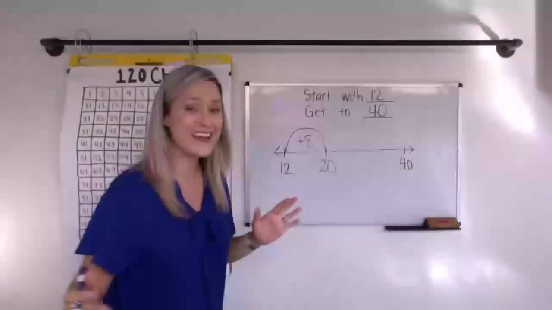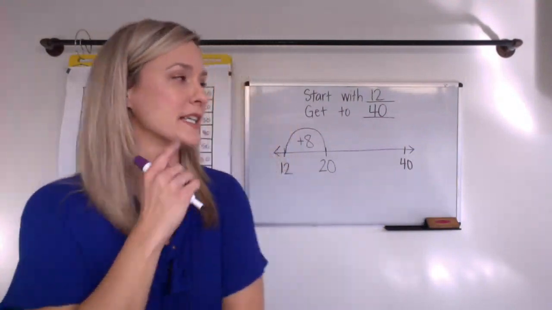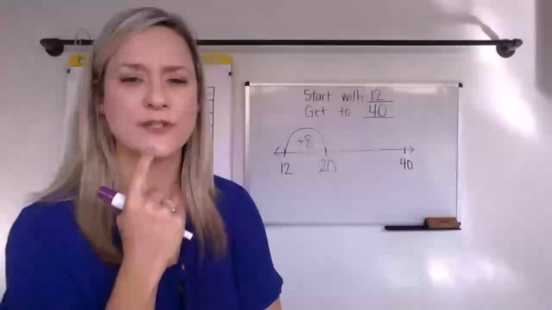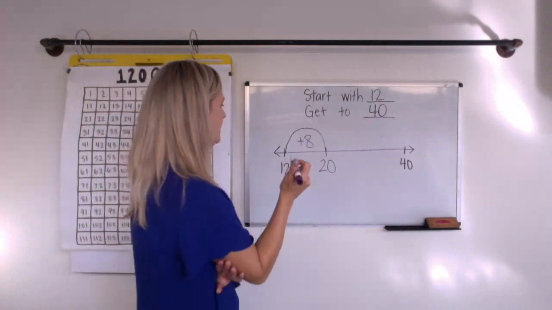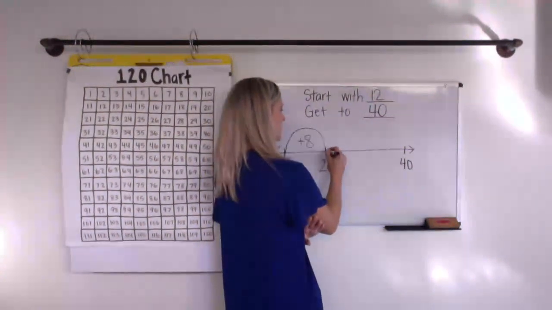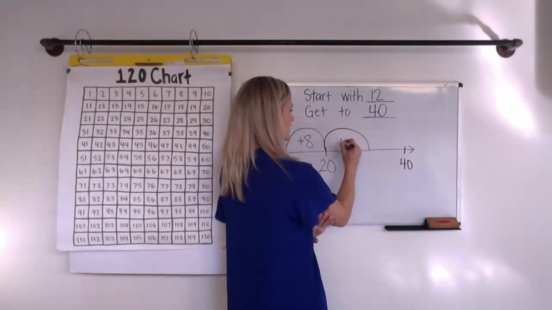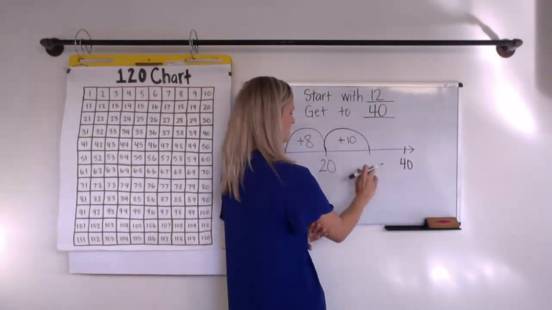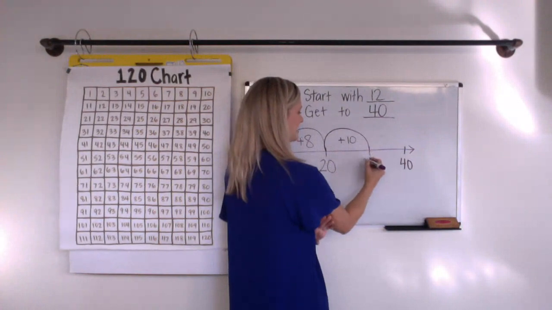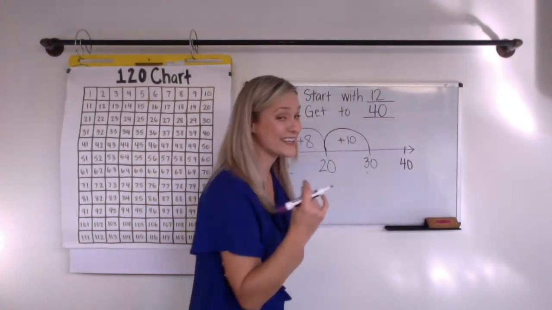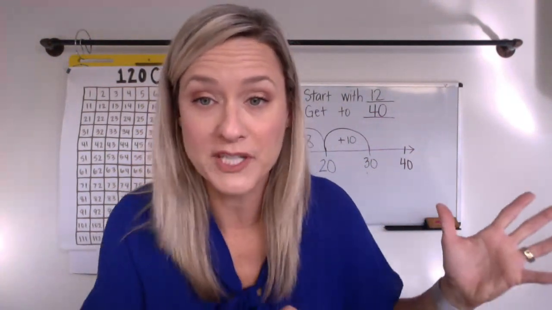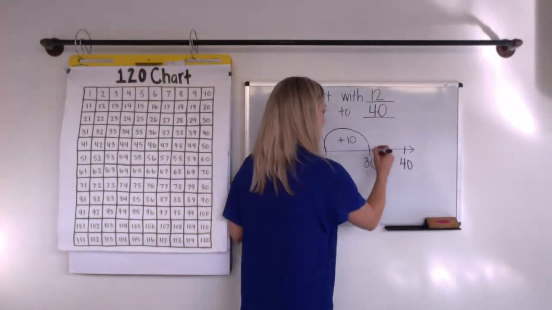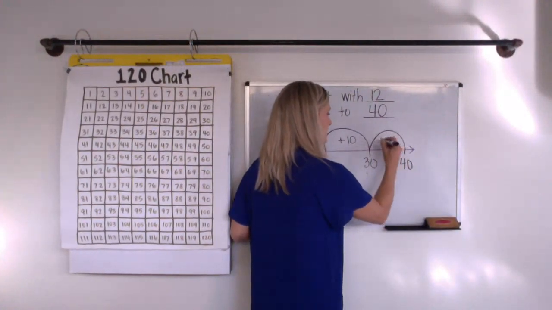And then what would you do? I'm curious. I can think of a couple different strategies. So I'm thinking maybe you would go from 20 to 30 by adding another 10. Whoops, that should be 30 down there. 20 plus 10 makes 30. And then you only have to go from 30 to 40. Did anybody do that? 30 plus another 10 makes 40.